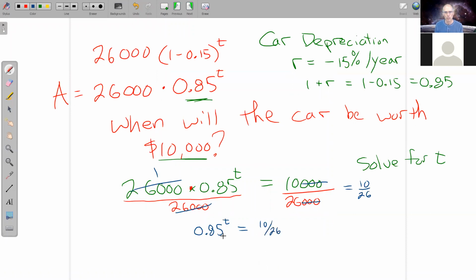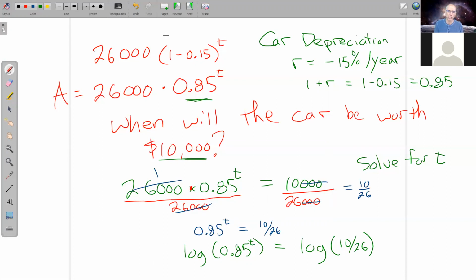Now I'm stuck at that point where, okay, I have this power. How do I get the power down? And the trick is logarithms. So I just take the log of both sides. So I say, okay, let's take the log of 0.85^t. And that's got to be equal to the log of 10 over 26. And you really should be using parentheses with logs. Sometimes the online system doesn't.